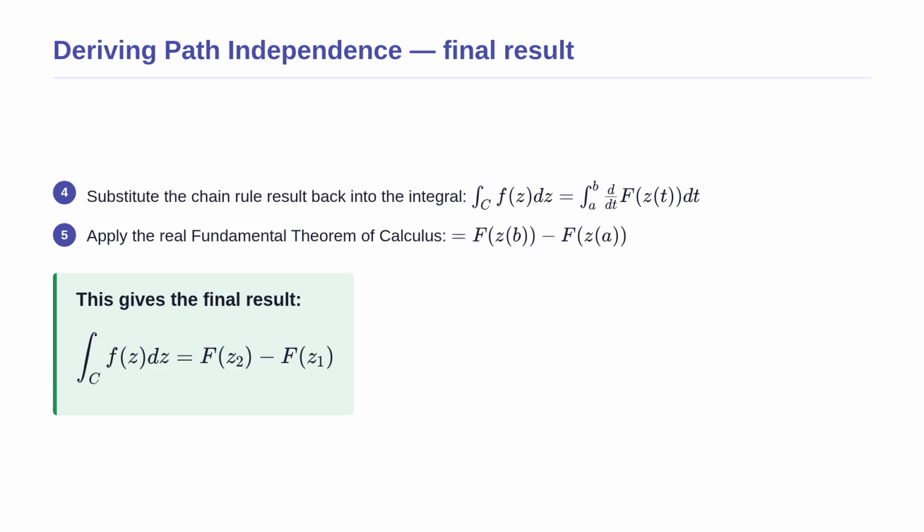By the standard fundamental theorem of calculus for real variables, integrating a rate of change over time just gives the total net change from the start to the end. Here, z of b is our final position z2 and z of a is our starting position z1. This proves our magical shortcut is mathematically sound.